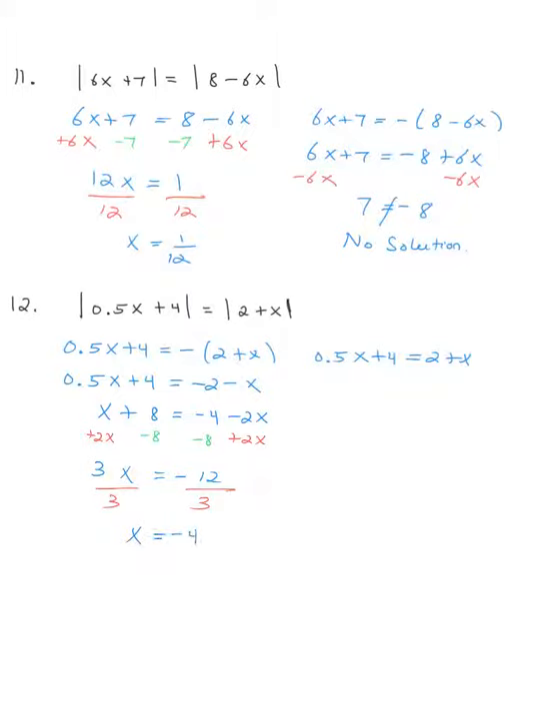In my other equation, again, I'm just going to double everything. I get x plus 8 is equal to 4 plus 2x. If I now simply subtract x from both sides and also subtract 4, I get that 4 is equal to x.